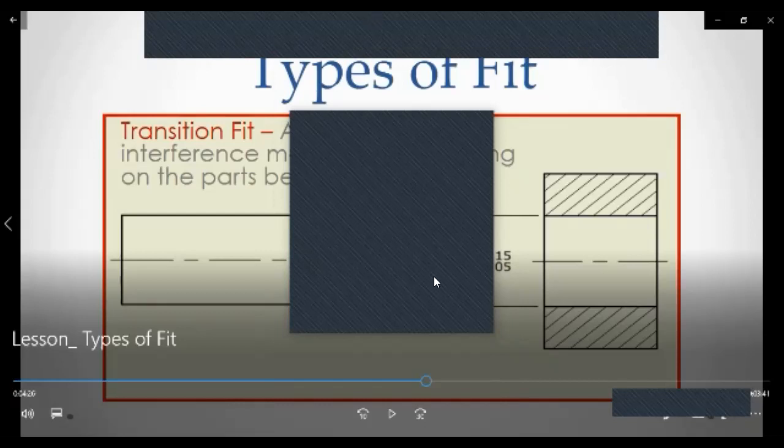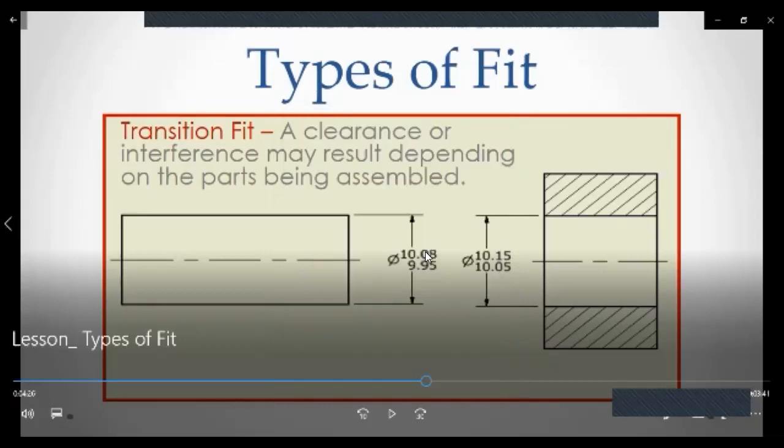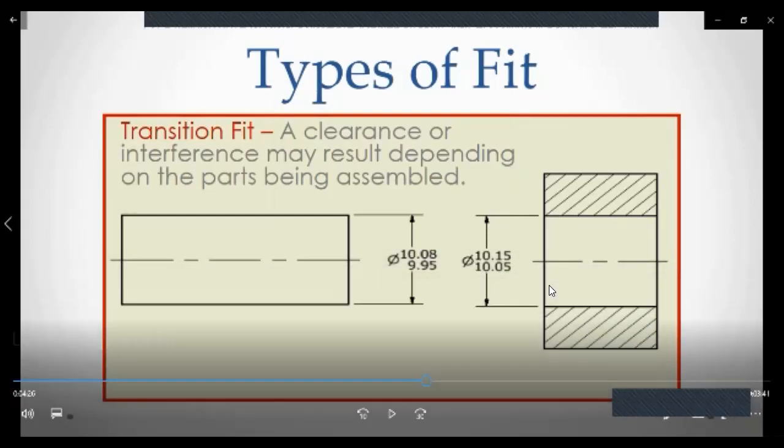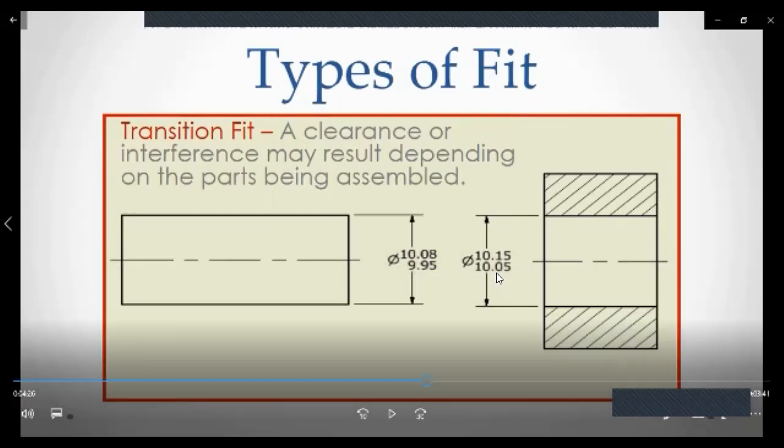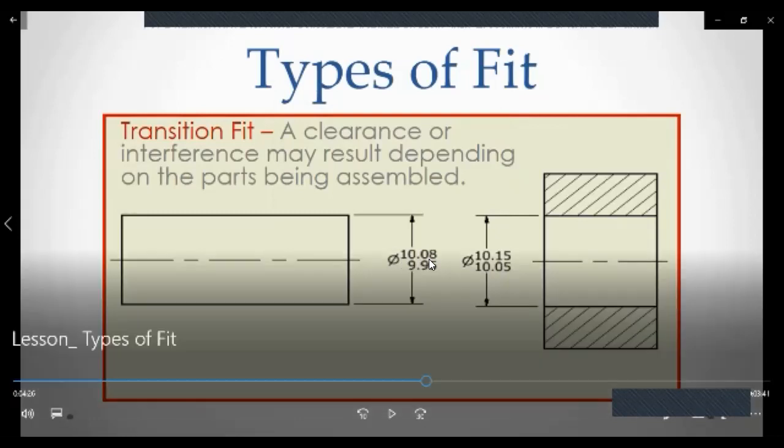You see, the shaft size is more than the hole. So that would lead to an interference fit, isn't it? An interference of how much? 0.03, right? To be exact. If we take a shaft size of 10.08 and a hole size of 10.05, right?